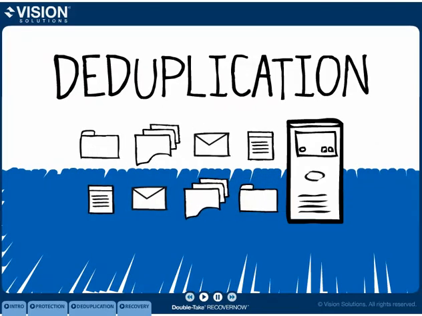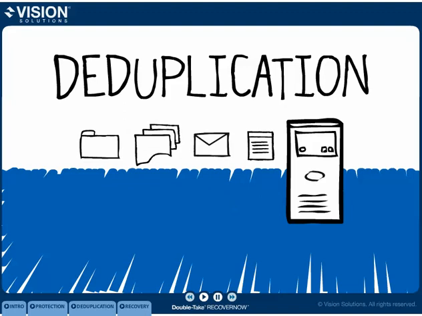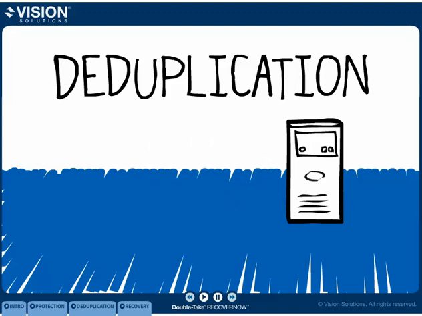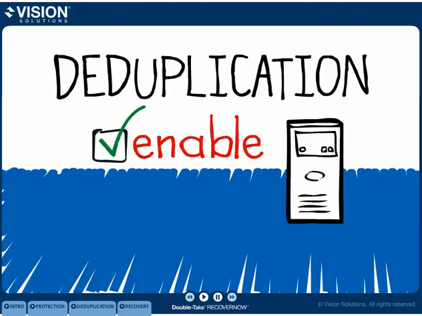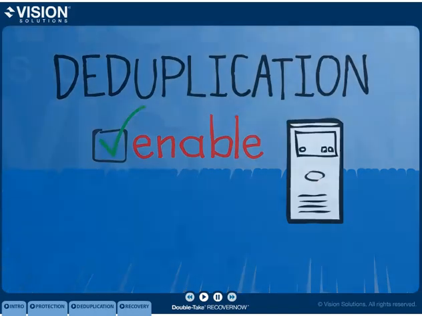Double-Take RecoverNow provides a deduplication feature that will find duplicate files on the repository and reduce those to a single stored instance. This demonstration describes the benefits of deduplication and shows you how to enable deduplication on your repository server.